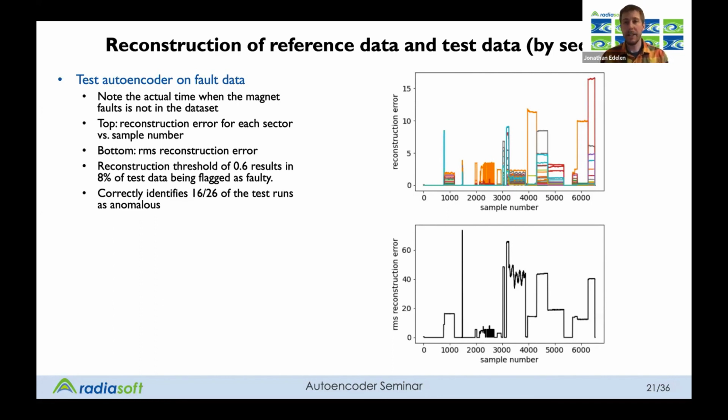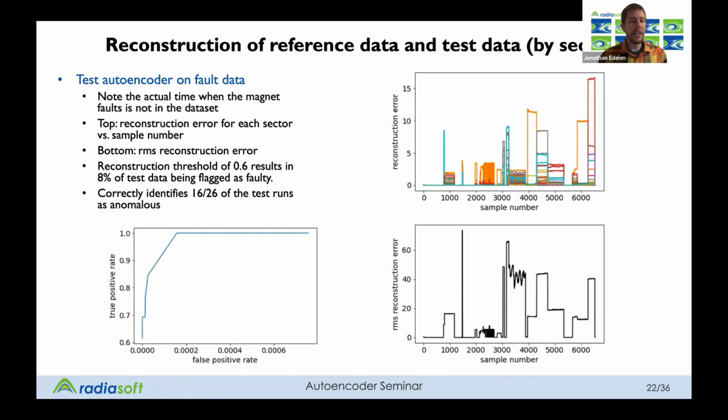The top is looking at the reconstruction error, again as a function of sample number by sector. So you can see in some cases there are many sectors that are failing the reconstruction test, and in some cases there's nothing that's failing the reconstruction test. All told, if you set the threshold to 0.6, about 8% of the data is flagged as faulty. If you're looking at run by run, and some of the runs are longer than others, and I'll show that in the next slide, it correctly identifies 16 out of 26 of the test runs as anomalous. And then the bottom is the RMS reconstruction error. So that's the aggregate parameter if you want to look at just one value.